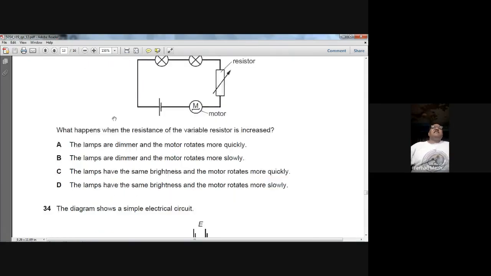What happens when the resistance of the variable resistor is increased? The lamps are dimmer and the motor rotates more quickly. That's wrong. More quickly is wrong. The lamps are dimmer and the motor rotates more slowly. This is the answer, sir. B is the option. For question number 33, B is the option.